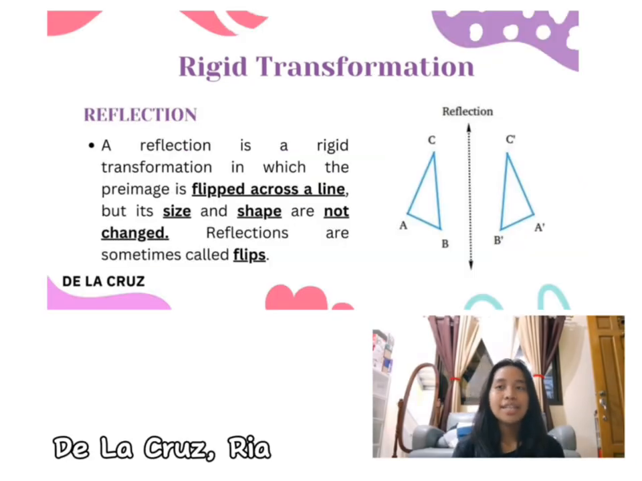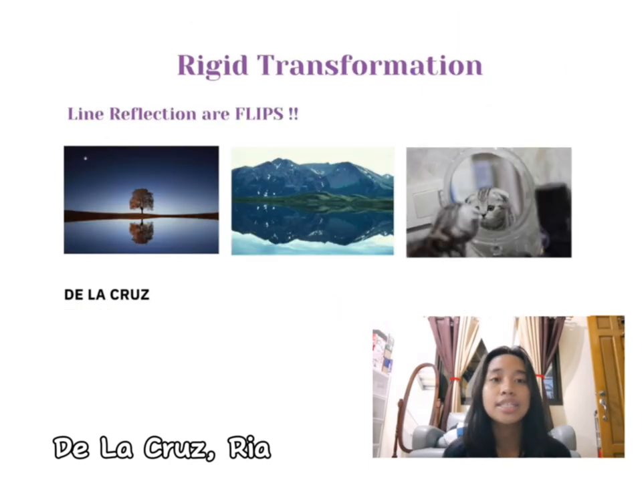Another part of the fundamental rigid transformations is reflection. Reflection is the transformation that flips an object over a line, but the size and the shape do not change at all. Sometimes reflection is called a flip. As you can see in example number 1, the tree has the same size and shape in the flipped reflection. And in example number 2, they also have the same size and shape, with no changes at all in the flipped picture.